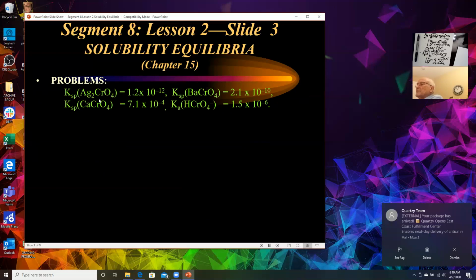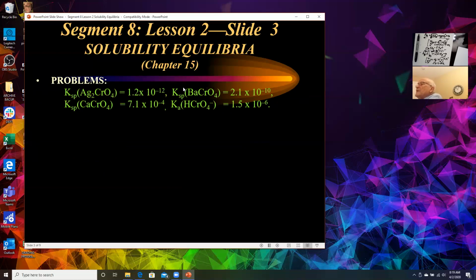Here's silver chromate. Its Ksp is 1.2 times 10 to the negative 12. Here's barium chromate. Its constant is 2.1 times 10 to the negative 10. Calcium chromate is 7.1 times 10 to the negative 4. And here is the Ka constant for hydrogen chromate, HCrO4 minus, 1.5 times 10 to the negative 6. We're going to use these data in some problems.